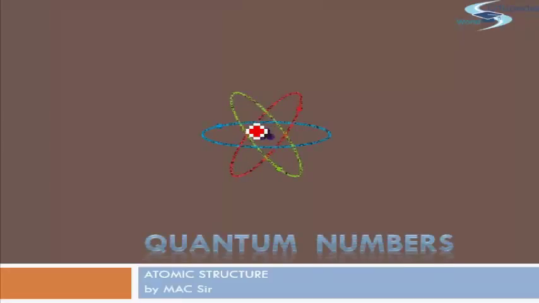In this session of atomic structure, we'll talk about quantum numbers. We have already seen what the quantum atomic model is, so now we'll go into the details of that model and look at quantum numbers, what they are and what the different quantum numbers are which we have to study right now. Okay. So first, what is a quantum number?